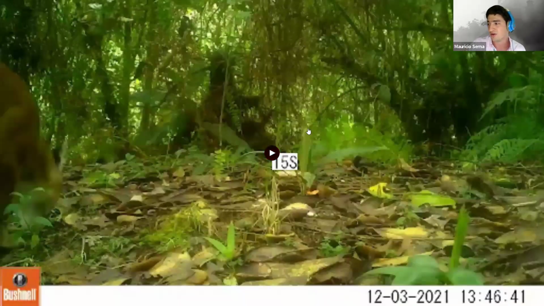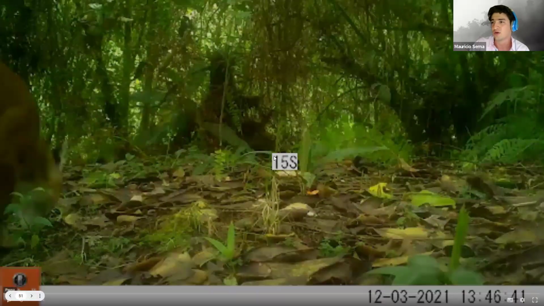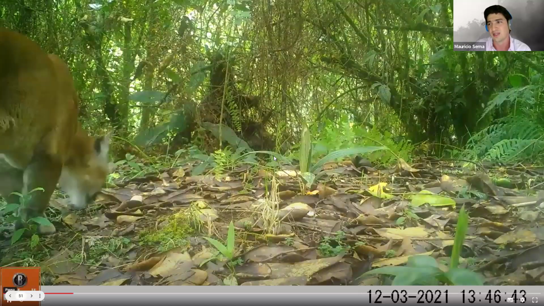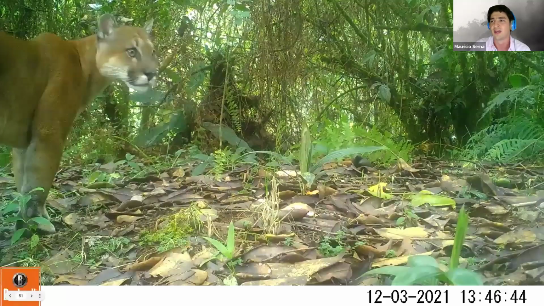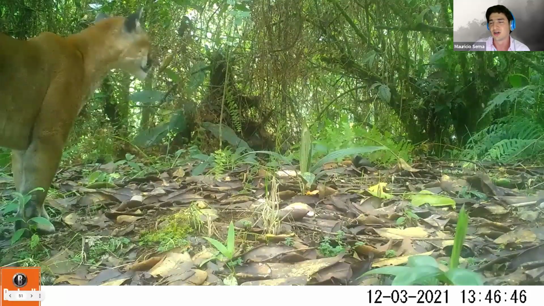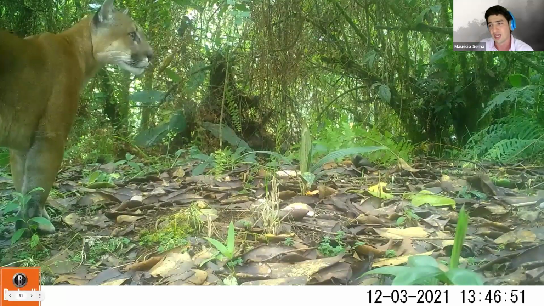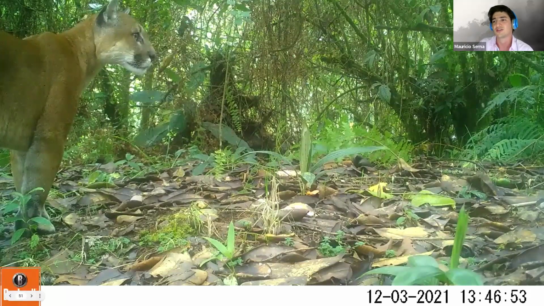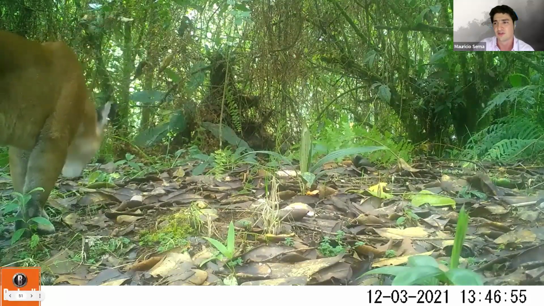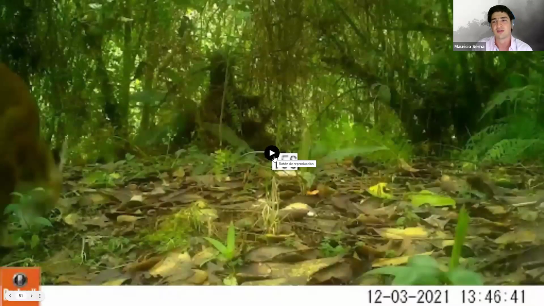And the last one was not so long ago. It was in 2021, right after we launched the Habitat Bank, and this shows how making conservation, taking out the livestock, and just doing conservation and restoration actions can bring wildlife back to a territory.